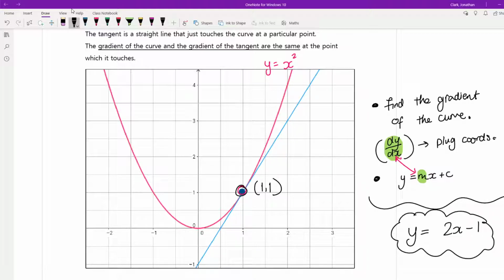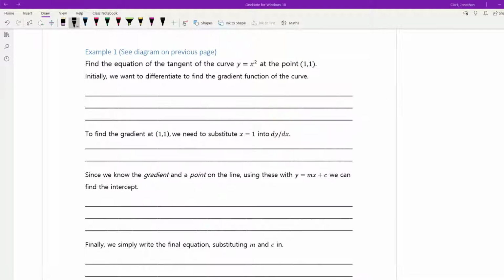So if you just want to have a go already, then feel free and go ahead. Otherwise, I'm going to go through the steps. So pause the video here if you want to give it a try, and I'm going to have a go in just a moment. Okay, so as we said just a moment ago, the first thing that we want to do is work out how steep the curve is at that point.